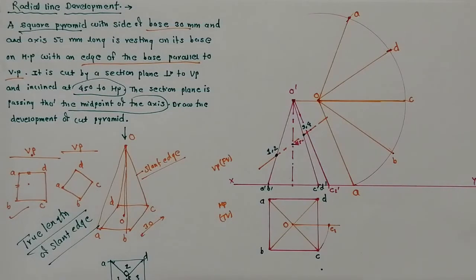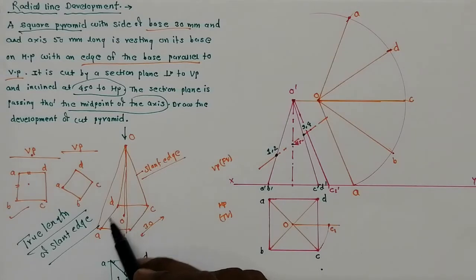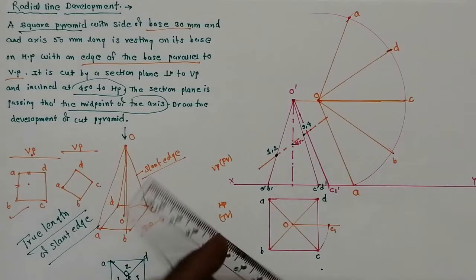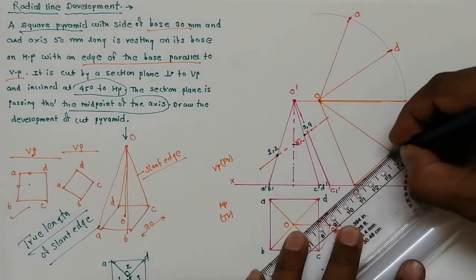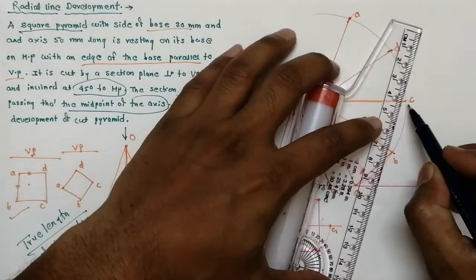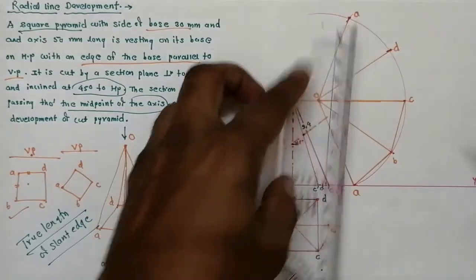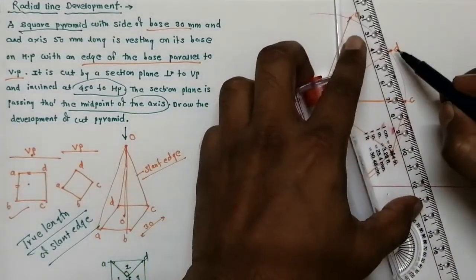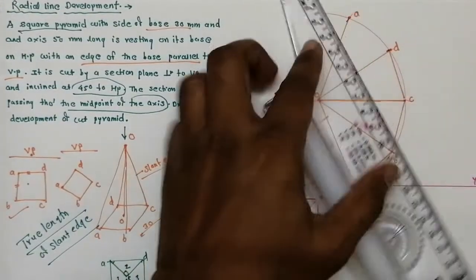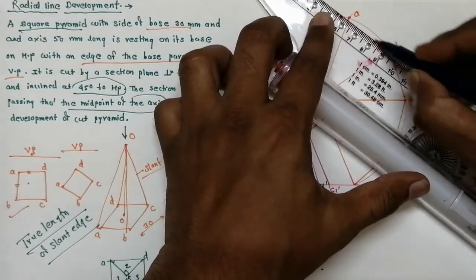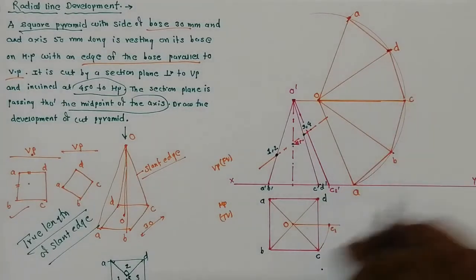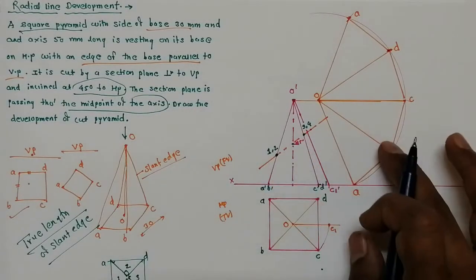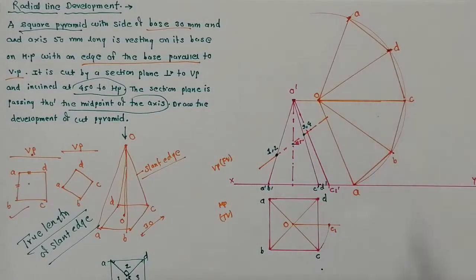Now we know that in case of the pyramids, the true shape is with the edges. So we have to join this with edge. So this is A, B, it represents the edge. So don't forget to join this by means of the line, because this represents the edges. So here this is CD, and the last one is DA. So this is the basic development for the square pyramid. We got here 4 triangles.